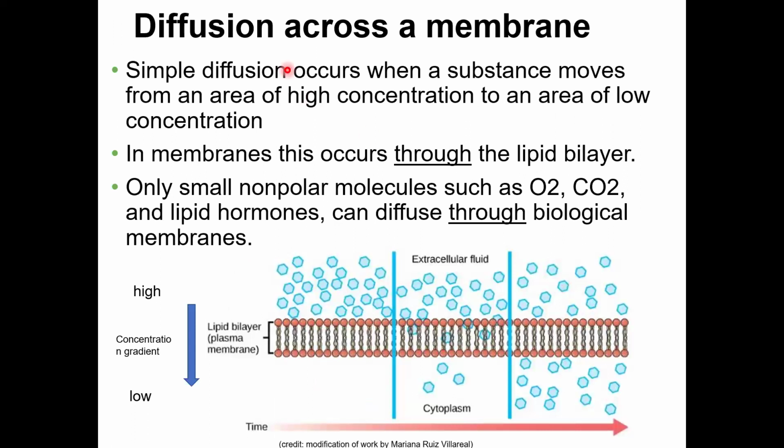Simple diffusion occurs when molecules go from an area of high concentration to low concentration. In membranes, this occurs through the lipid bilayer. If there's more here and none there, it just starts going through, and it reaches equilibrium where the concentration of this molecule or substance is balanced out. Usually this is for small nonpolar molecules like O2, CO2, lipid hormones, and so on.